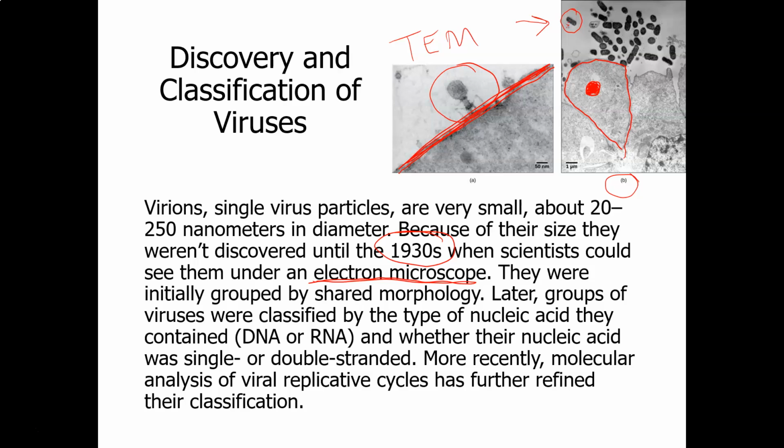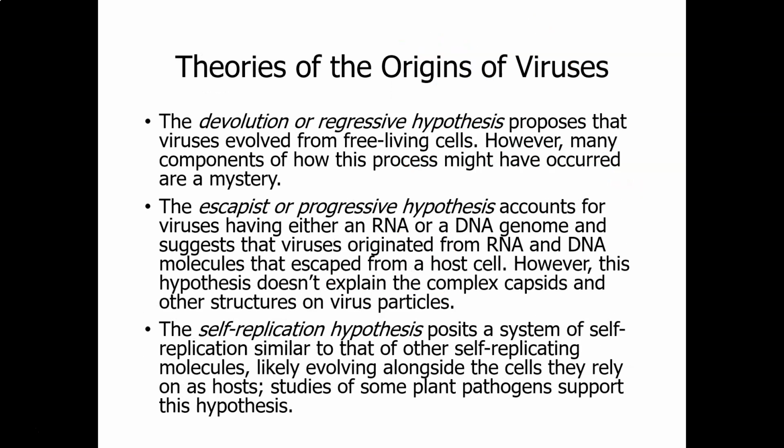So we're going to talk a little bit about the differences of the viruses, but first I'm going to cross this word out. These are not theories, these are hypotheses. But there are three hypotheses on the origin of viruses. We really don't know for sure, but the devolution hypothesis, also called the regressive hypothesis, says that viruses evolved from free living cells. That means a cell like either a bacterial cell or a eukaryotic cell of some kind.